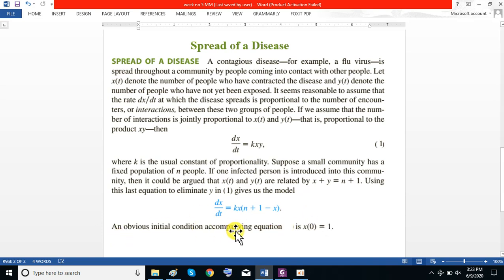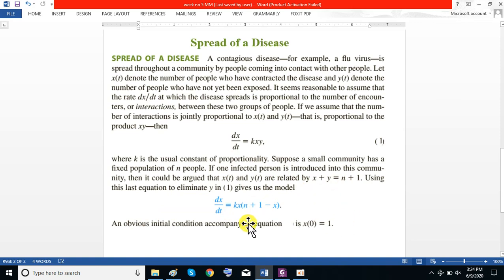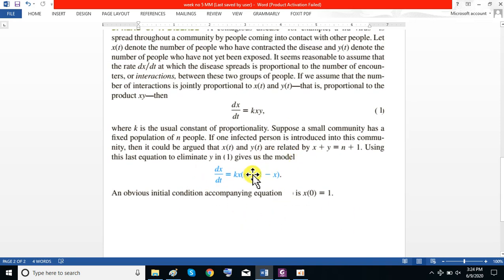In the above initial condition, the number of infected people initially is equal to 1. That means if one person enters a community, then initially there is 1 person infected. If this becomes 0, there will be no change. Okay, so that is the mathematical modeling.